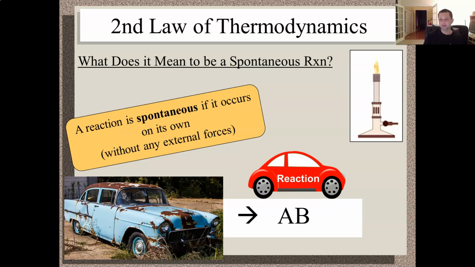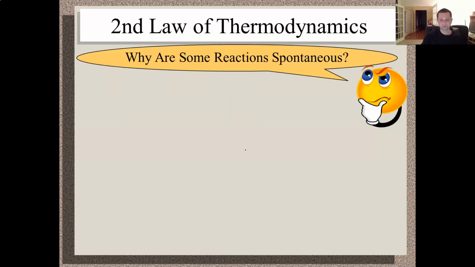Now I know we need to add a little bit of activation energy to light the Bunsen burner with our striker, but once we do that, the reaction just goes. It's going to go until we run out of our methane gas or our oxygen gas. If we run out of one of our reactants, the reaction will stop. But otherwise, this is going without any external forces other than a little bit of activation energy to get started.